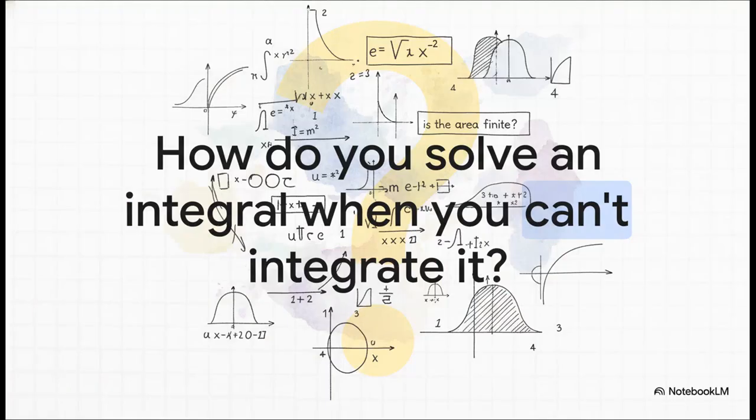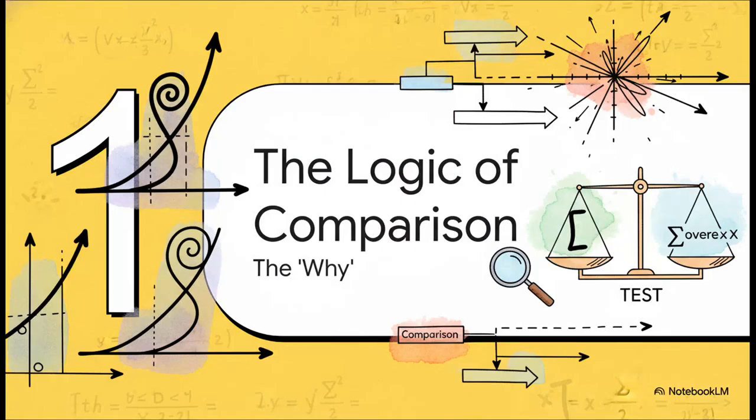So picture this. Your professor slaps this integral on the board, e to the power of negative x squared. You try everything you know, use substitution, integration by parts, and nothing. It just doesn't work. And that's because this function, which is actually super famous in statistics, doesn't have a nice, simple antiderivative. So what do we do? Are you just stuck? Well, not exactly. We just need to ask a different question. Instead of asking what's the exact area, we ask, is the area finite? And that question leads us straight to the core idea of comparison.